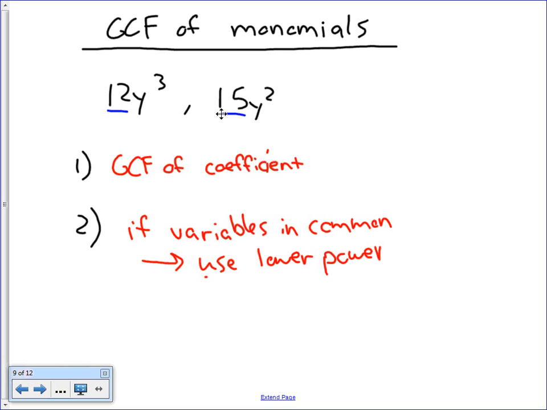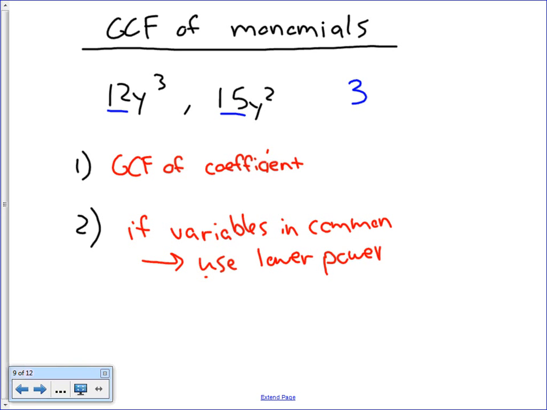And remember, the coefficients are the numbers at the head of the monomial. Step two, if the monomials have variables in common, then we're going to use the lower power. So let's use this one for an example. The greatest common factor of the coefficients, 12 and 15, is going to be 3. Okay, so 3 is the biggest number that divides 12 and 15.